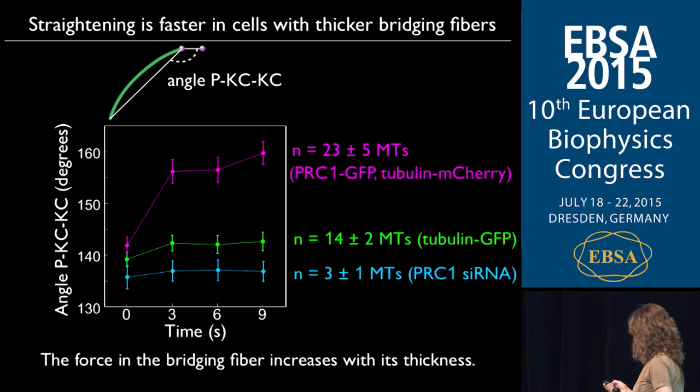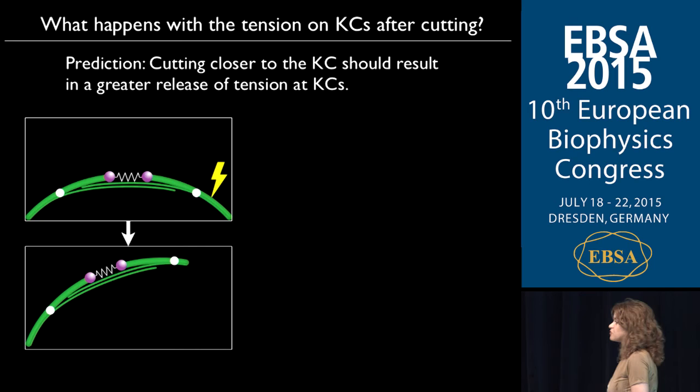And finally, we wanted to test how the tension behaves after the cutting, the tension on the kinetochores. The kinetochores are under tension, this is known, and our model predicts the response of this tension and predicts that this response will depend on the exact location of the cut. And there are two scenarios, depending on whether the cut is on one side of the junction or on the other side of the junction. So let me explain this.